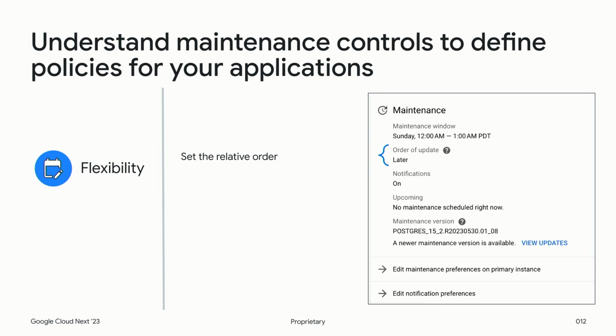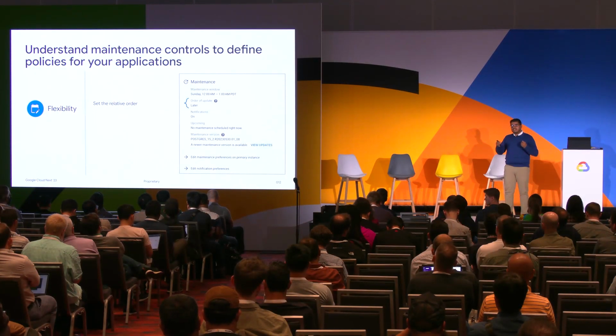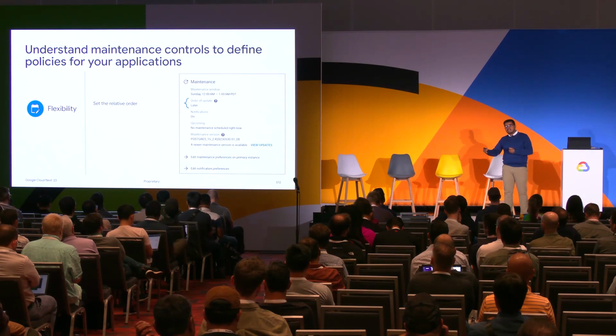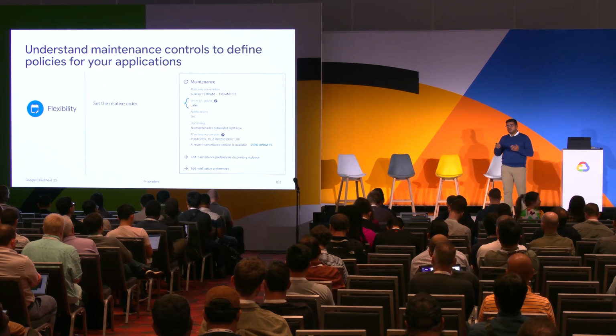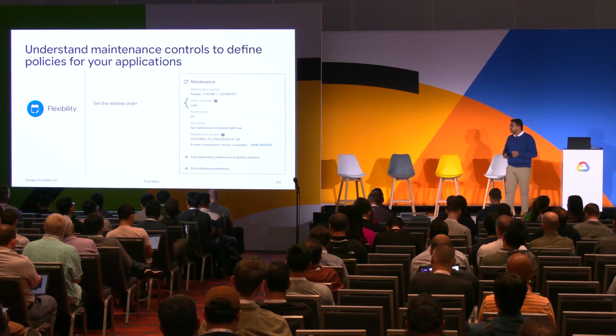So what you can do is, using these values, you can essentially accept the maintenance on your dev test instances first, certify it with your application, make sure that it works, and then a week later, you can accept it on your production instances. And you can thereby significantly reduce any risk that the new maintenance version may pose to your specific application.